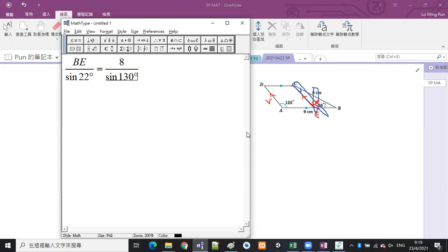If BE, that's this part, over sine angle BCE, that should be 22 degrees, is equal to 8 cm over sine 130 degrees. Okay, sine formula again. So multiply sine 22 degrees to the right-hand side. And we will get BE calculated by 8 over sine 130 degrees times sine 22 degrees. And then use the calculator. Should be 3.9 something.